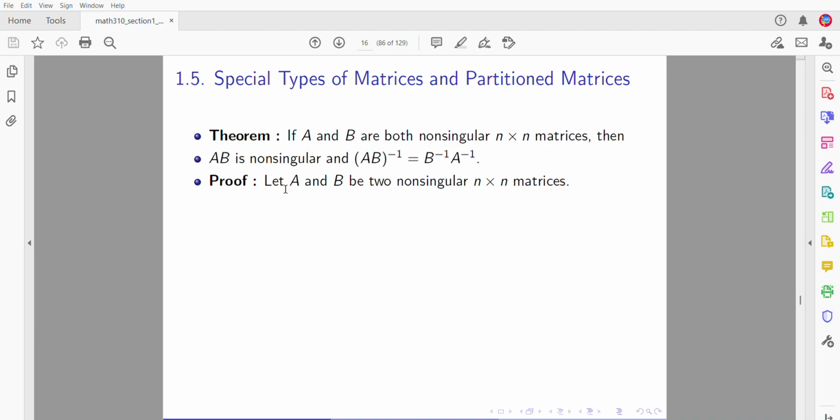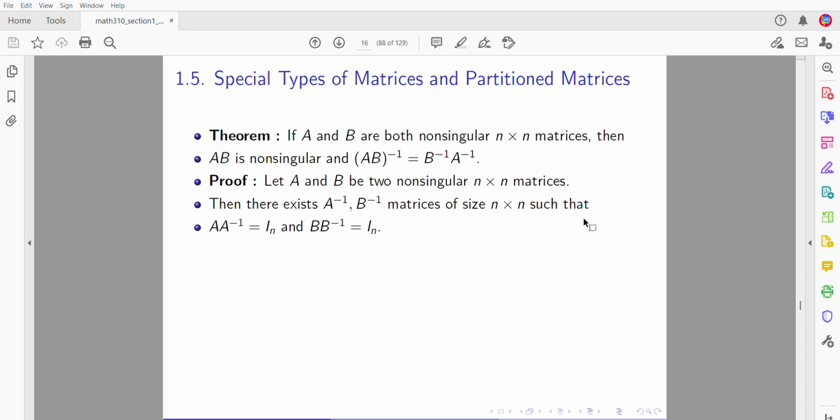Let A and B be 2 non-singular n by n matrices. What does that mean? Non-singular means A inverse exists, B inverse exists, and they are both n by n matrices, such that A times A inverse is I and B times B inverse is also I. Notice the I, or the identity matrix, is n by n, or simply written n.